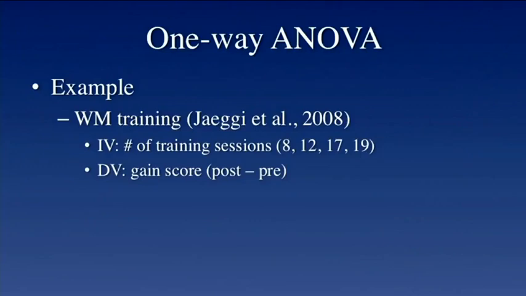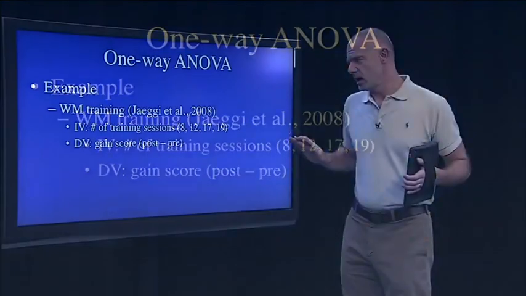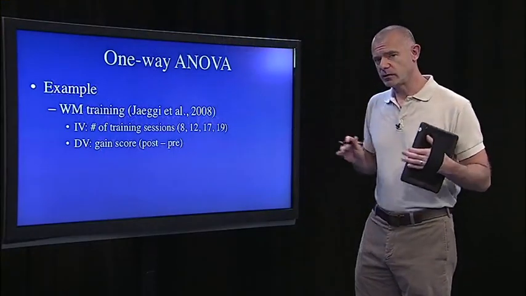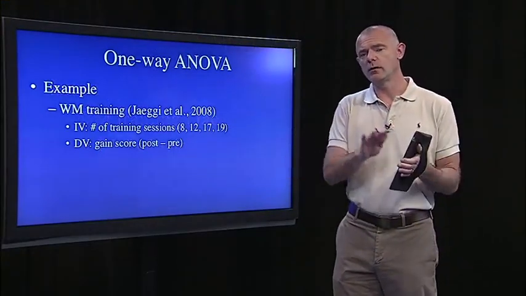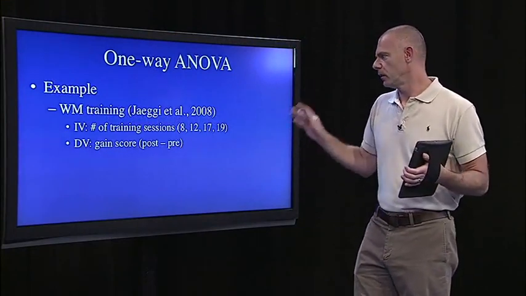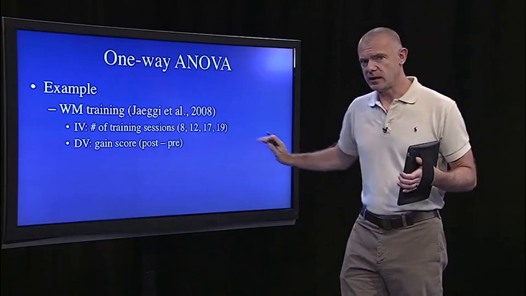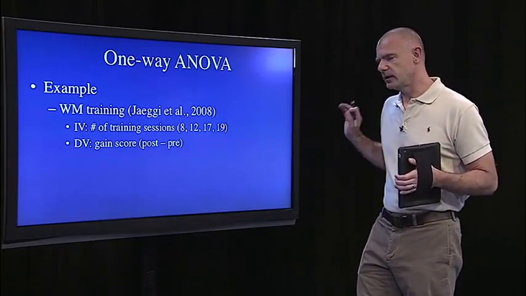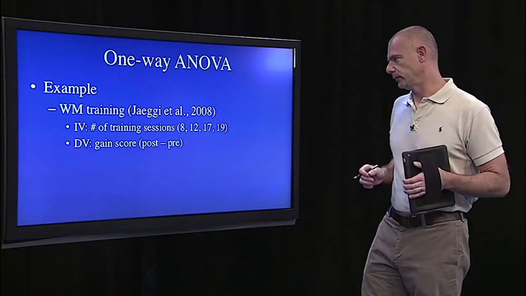So again, to be clear, subjects came to this lab at the University of Michigan, and the experimenters randomly assigned them to one of 4 training conditions. That is, 8 days of training, 12 days of training, 17 or 19 days of training.